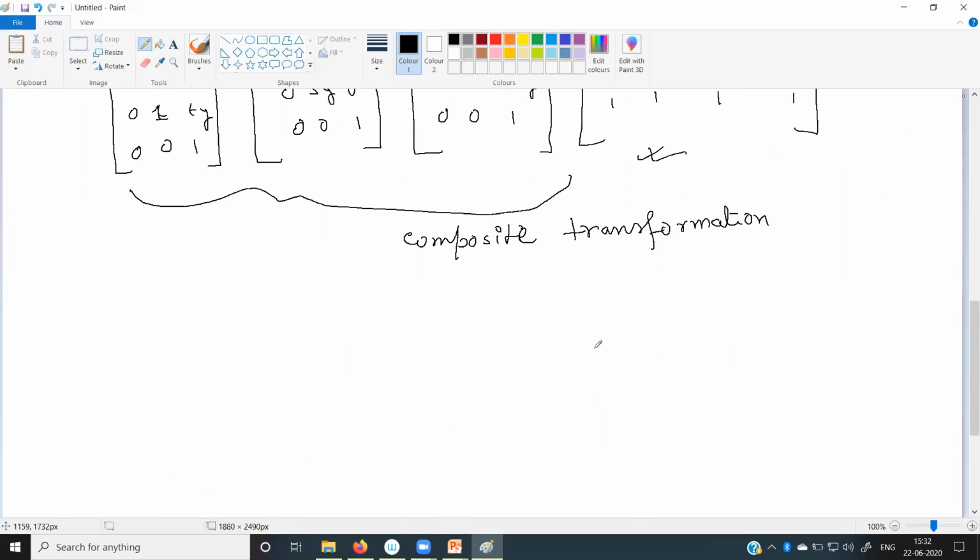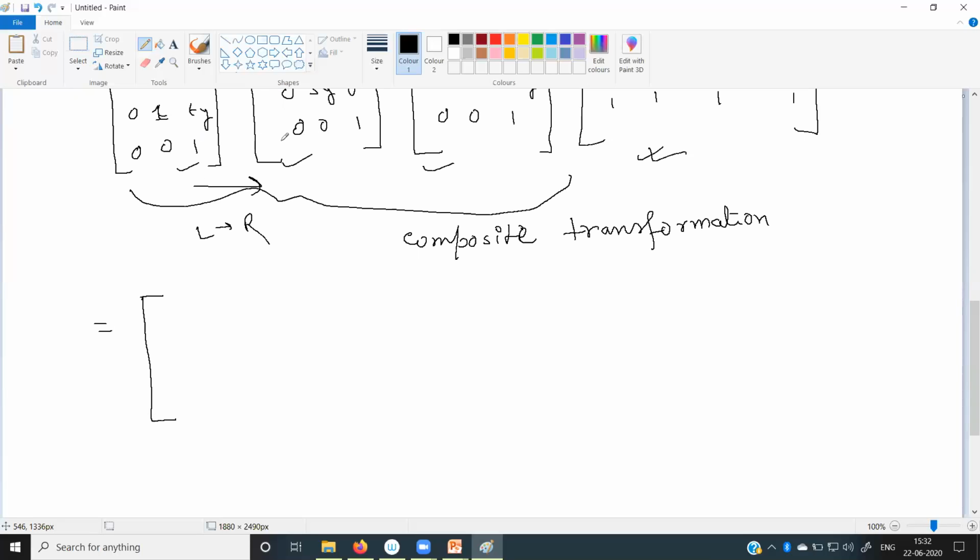Clear, what is composite transformation? So what you can do, you can multiply all the matrices, or you can keep them as they are. You can perform the multiplication from left to right. Multiply this matrix with this one, with this one. So which will be your composite transformation matrix?